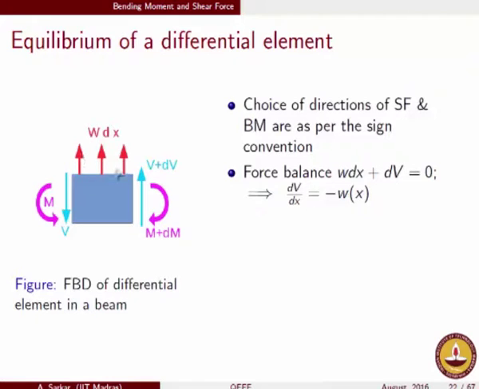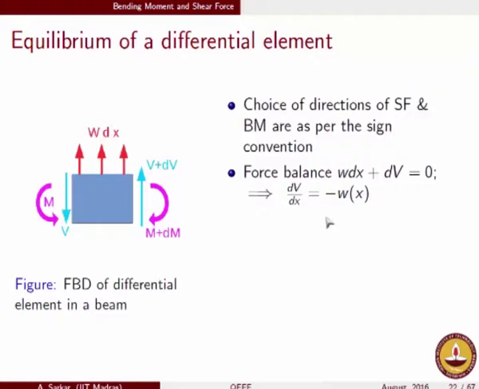This W need not be a UDL, it can be any distribution of load. It can change from point to point, but when you are considering a differential element, within that element it is kept constant, because you are really considering a very small piece of the beam and within it the intensity is supposedly fixed, which is W. But if you take a different element located somewhere else along x, then this value will change. So the rate of change of shear force as you go along the beam is minus W(x) as per this convention.